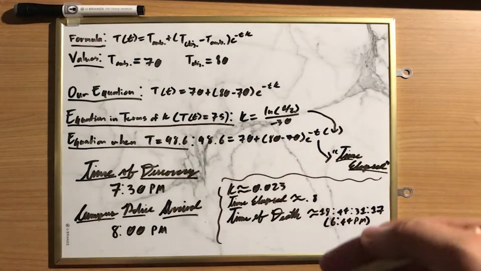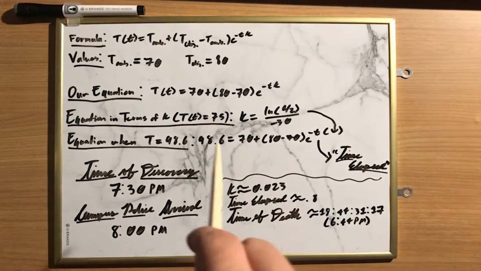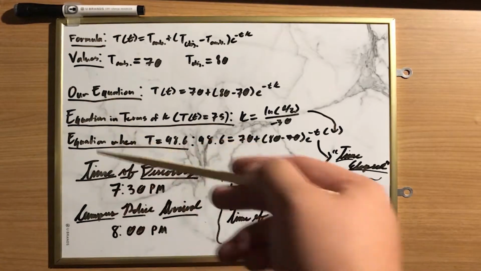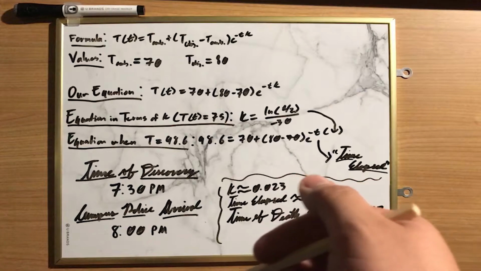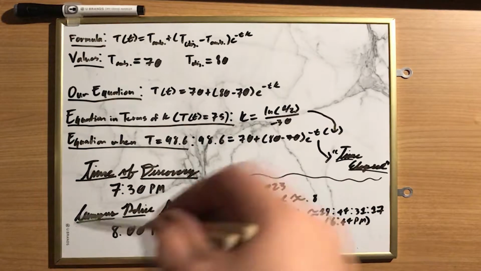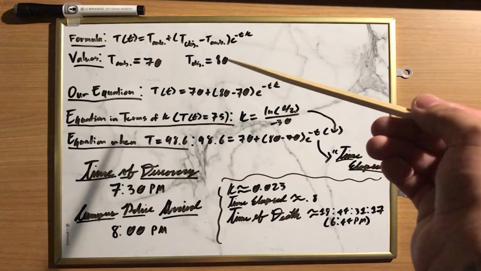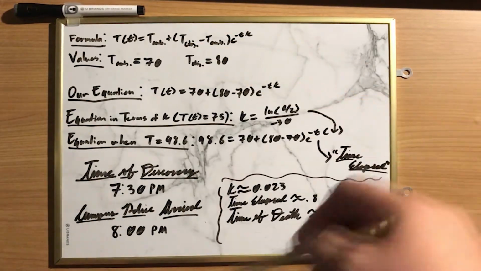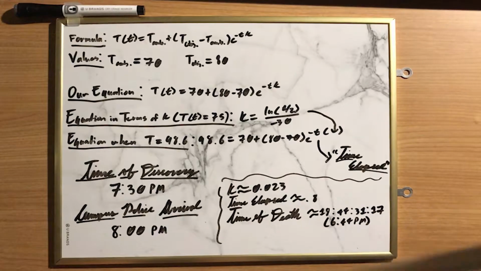The values we were able to pull from our situation are that the ambient temperature of the room the body was found in was 70 degrees Fahrenheit. It was kept at a controlled 70 degrees Fahrenheit. The temperature of the body, the temperature of our object, was 80 degrees. 80 is important because it was 80 degrees at time equals 0, or that is 7:30 p.m. when the body was discovered, which in our case is time equals 0.